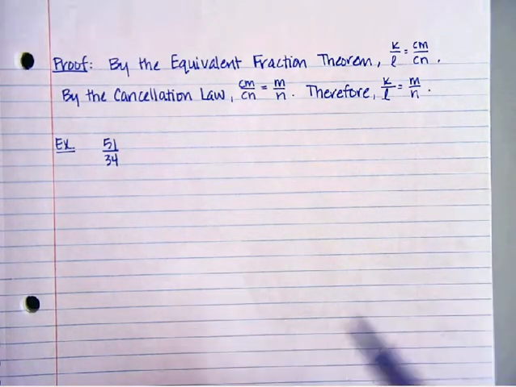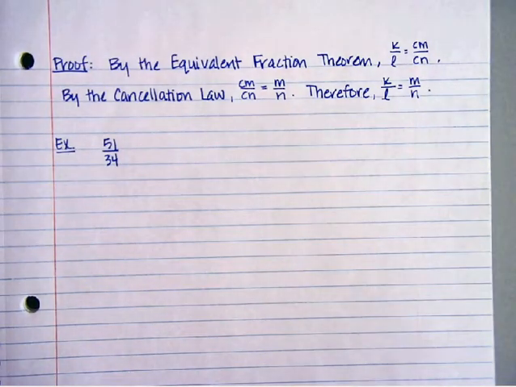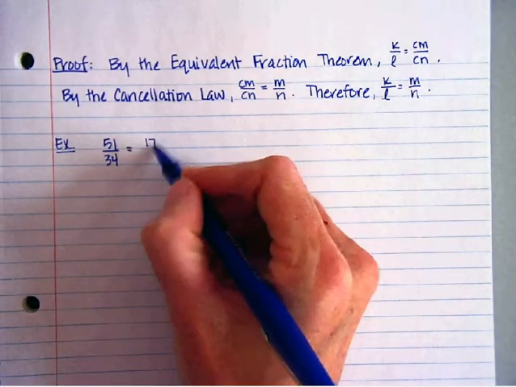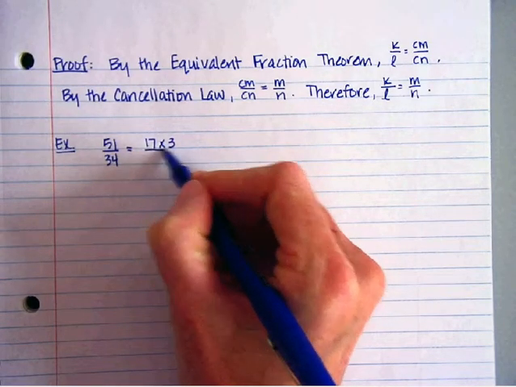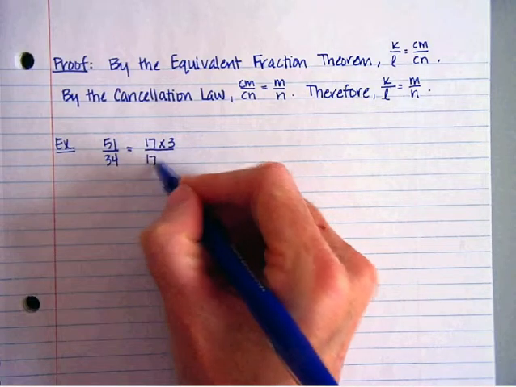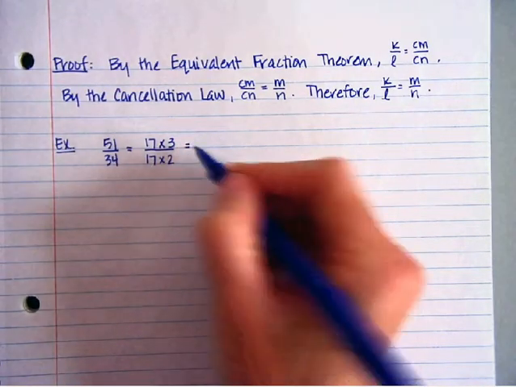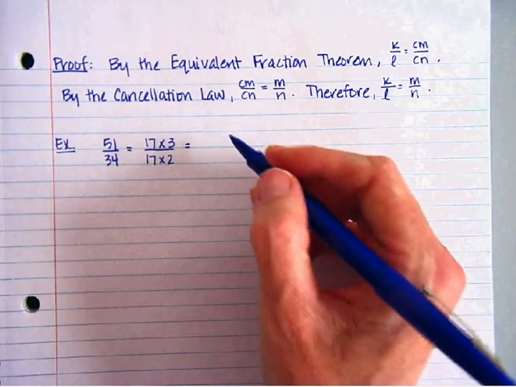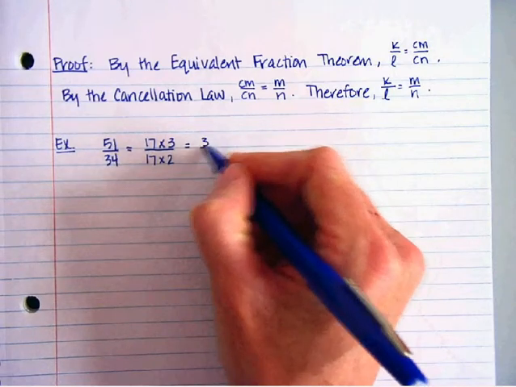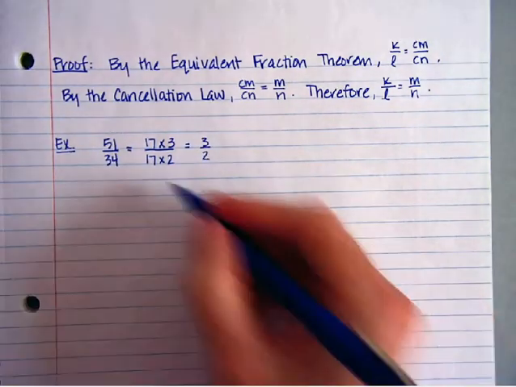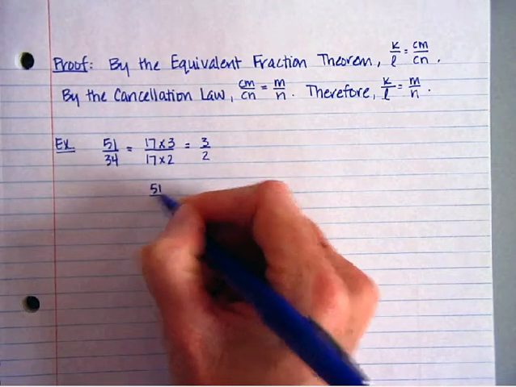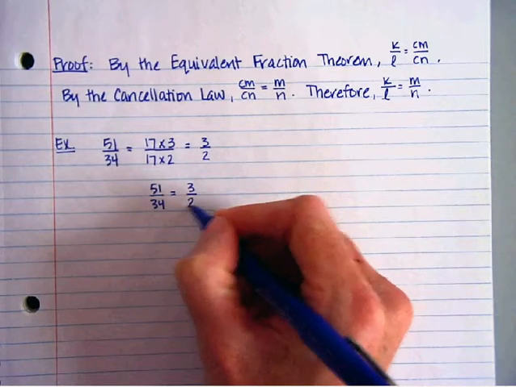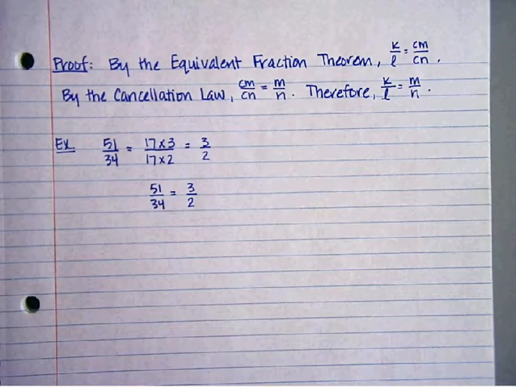So let's take a look at that. Our example is 51 over 34. We can write this as 17 times 3 and 17 times 2. All right? Or you can think of it as canceling, and what happens is you end up with 3/2. So therefore 51 over 34 is equivalent to 3/2. Why? Because they occupy the same point on the number line.